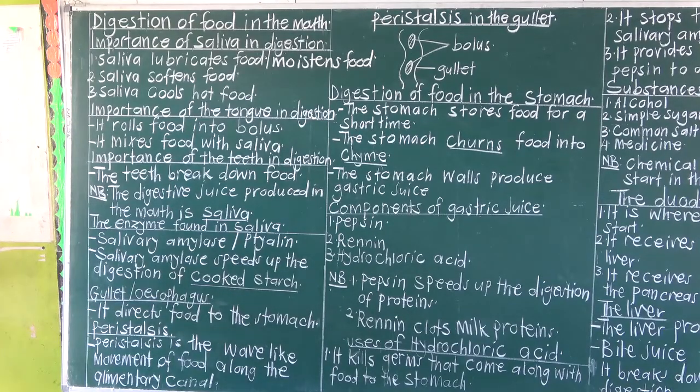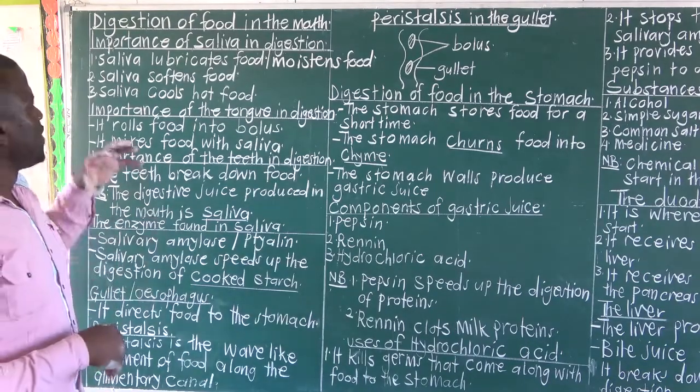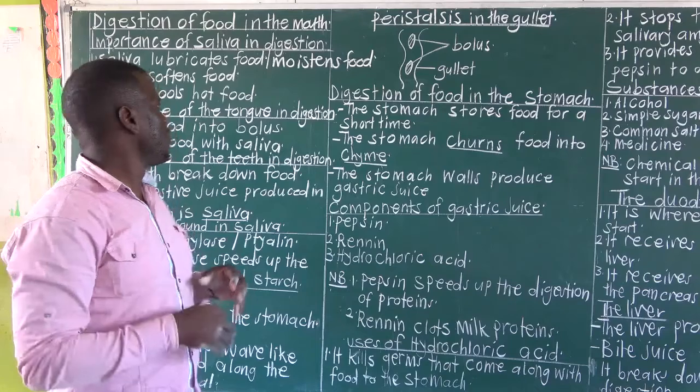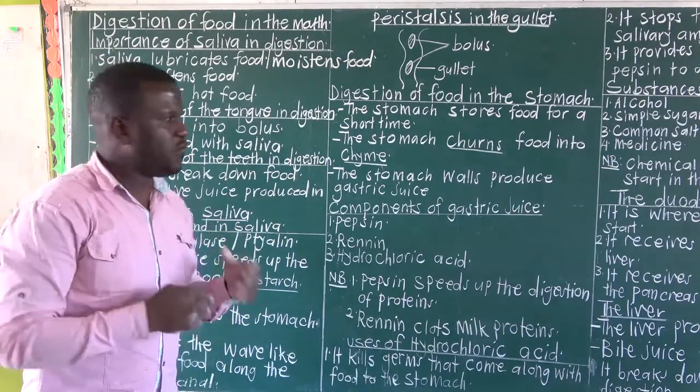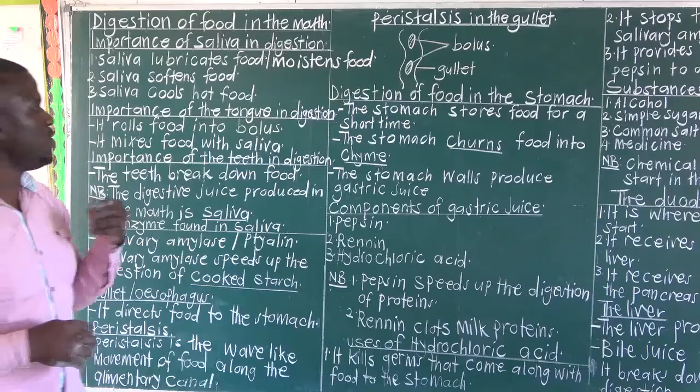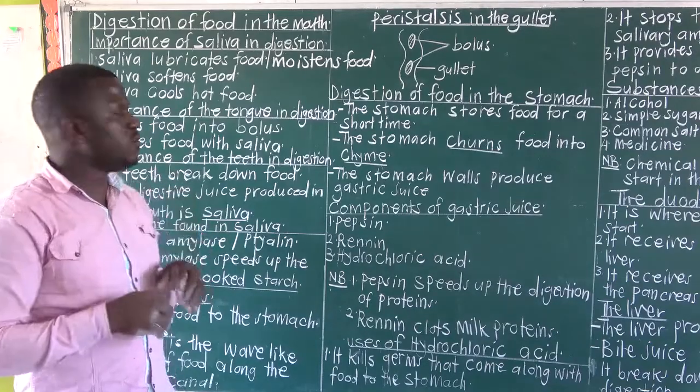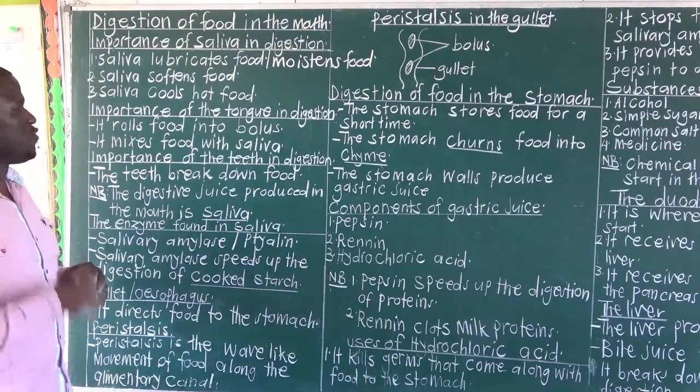Then you can also say saliva softens food, or saliva makes food soft. So when you put food in the mouth, saliva helps to make that food soft. Then lastly, saliva cools hot food. When you put hot food in the mouth, that food can be cooled down using saliva before you swallow it.